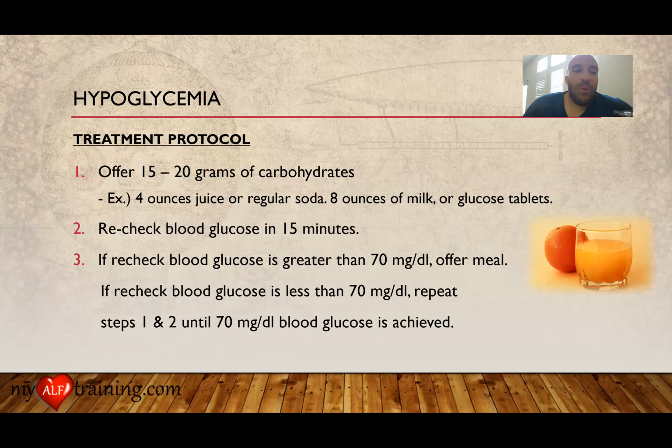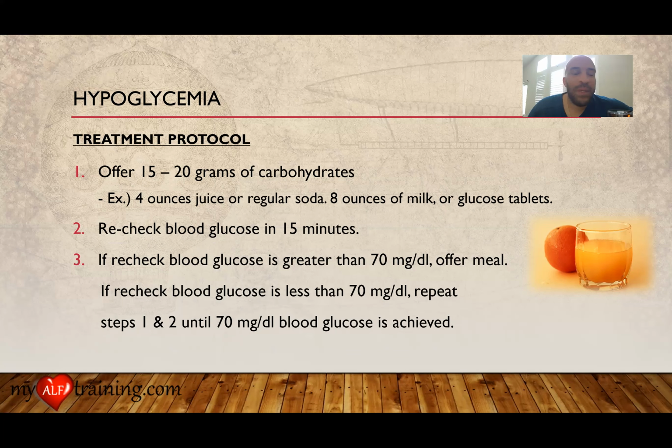Let's see. So, treatment protocol. So what do we do? We run into a patient whose blood sugar is in one of those three zones of mild, moderate, or severe symptoms. What should be our first step of action here? And you see to the right, I have a picture of orange juice. That's my go-to treatment for patients experiencing hypoglycemia. Orange juice or glucose tablets, but usually I go for the orange juice. Usually works the best for me.